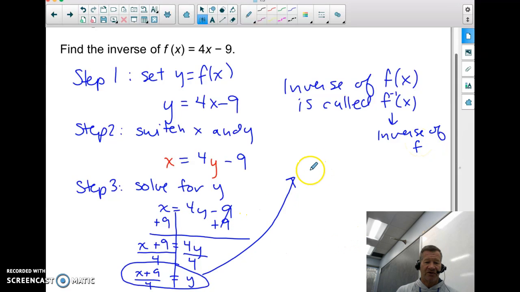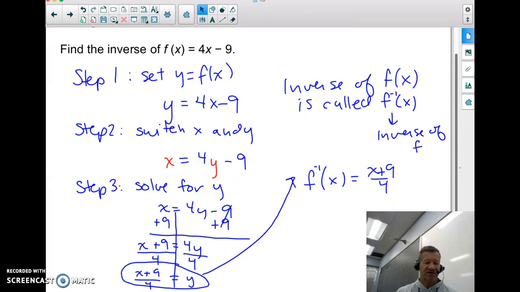Okay? So we could call this equation f inverse. So the inverse of f is x plus 9 divided by 4. Okay? In this case, I think your book will leave this like this right now. Either one of these is acceptable, however. And that's how we find the inverse, and we are done with section 1.3.